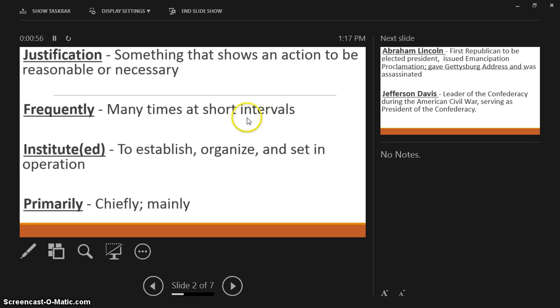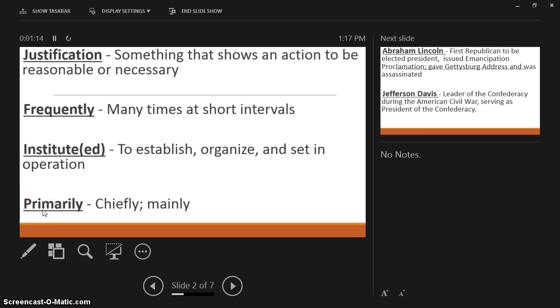Exactly. Stop laughing. Instituted. To institute: to establish, organize, and set in operation. If you institute a new law, you establish it. If you institute a new organization, you are organizing it. You are setting it in operation. You're making it real.